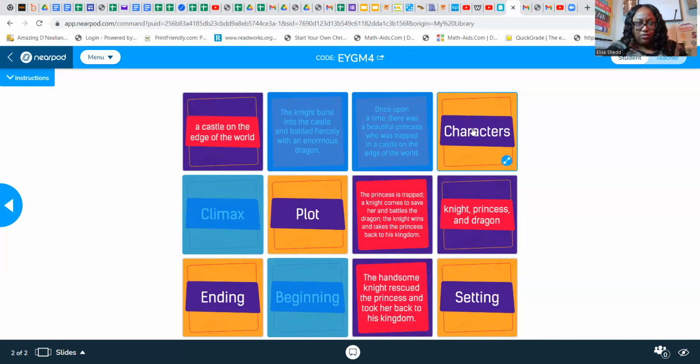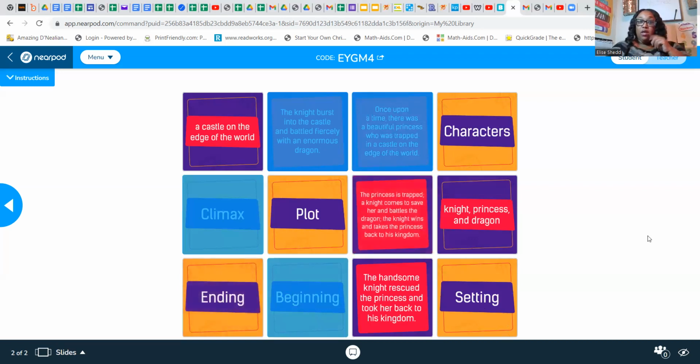Would this be the characters? We have a knight and princess. Would this be the plot? Would this be the ending? Or would this be the setting? Some of you all said ending. Sounds like the ending. Let's see if you're correct. Oh, it's not the ending.